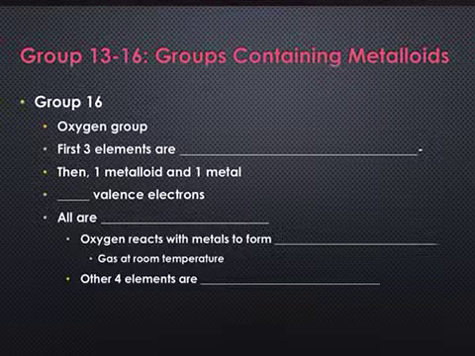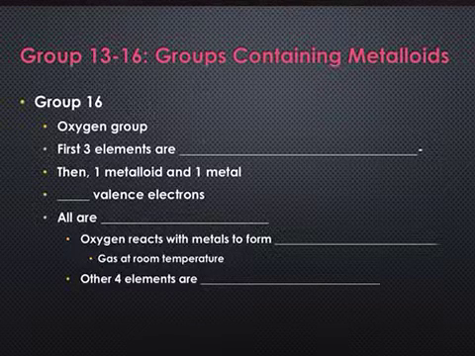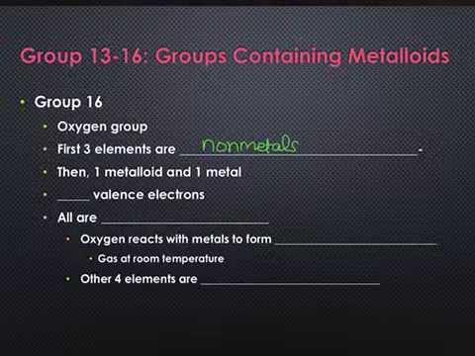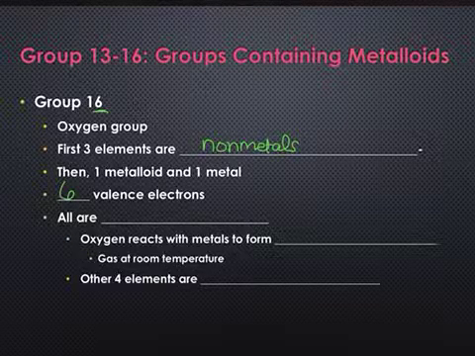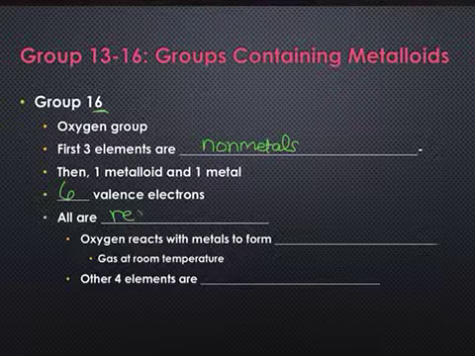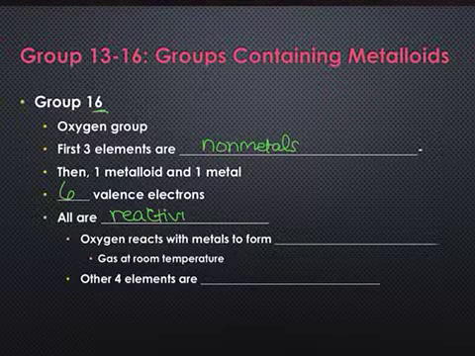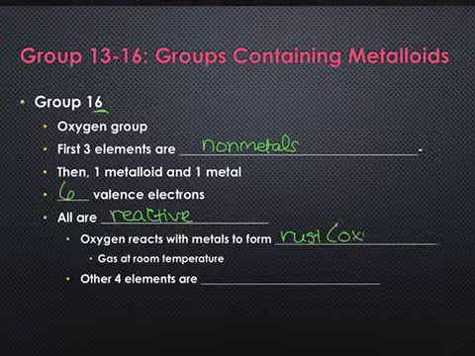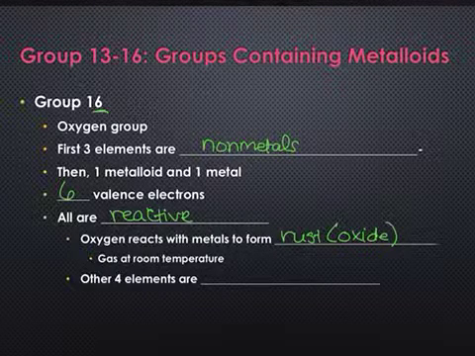Group 16, this is our oxygen group. The first 3 elements are nonmetals. Then we have 1 metalloid followed by 1 metal. Group 16 indicates 6 valence electrons. All of these are fairly reactive. Oxygen will often react with metals to form rust, and rust is a form of compound called an oxide. Oxygen is a gas at room temperature, and the other 4 elements are solids.